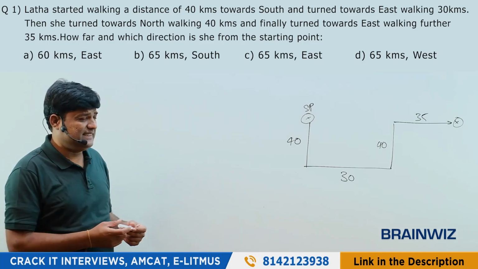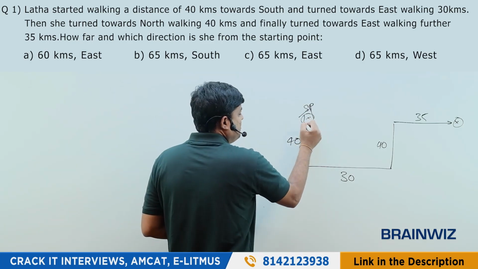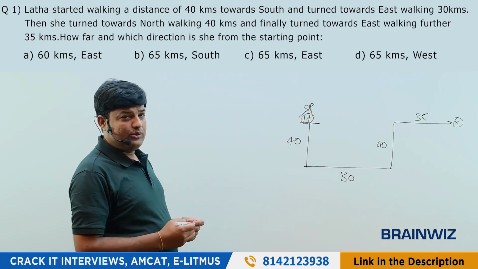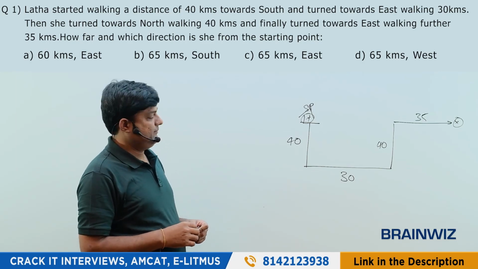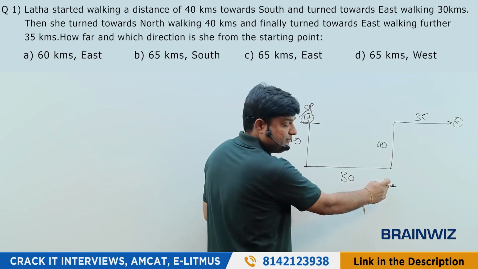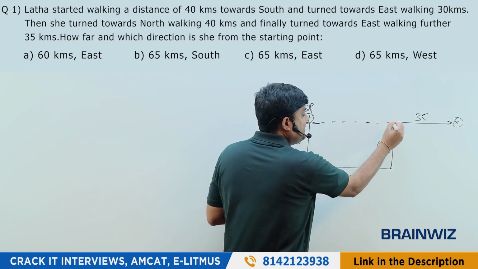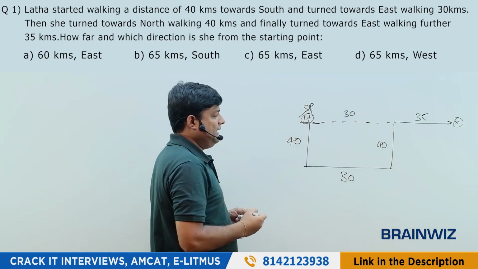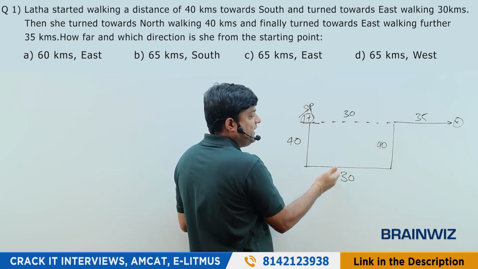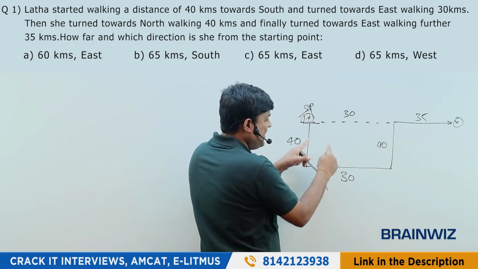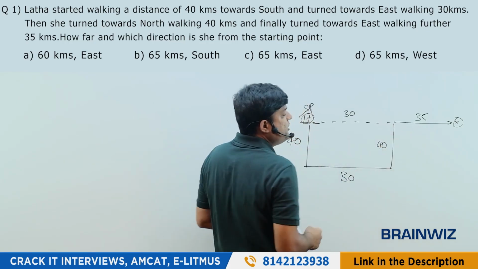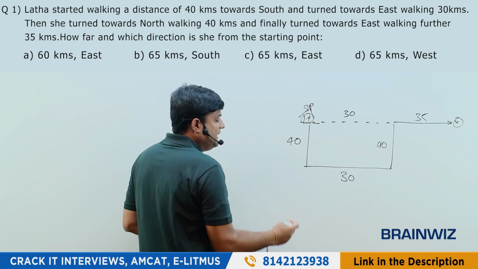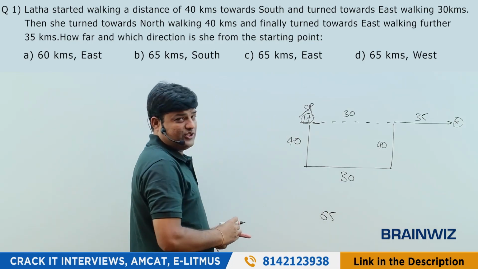Now you know that this is the starting point. Let's believe this is her house. From her house, how far is she? You know that this is 30. I think you all know this is also 30. So we know that this is 30. We can take a reference with the help of this. Now this is 30 and this is 35. So we can say overall she is 65 kilometers away, students.